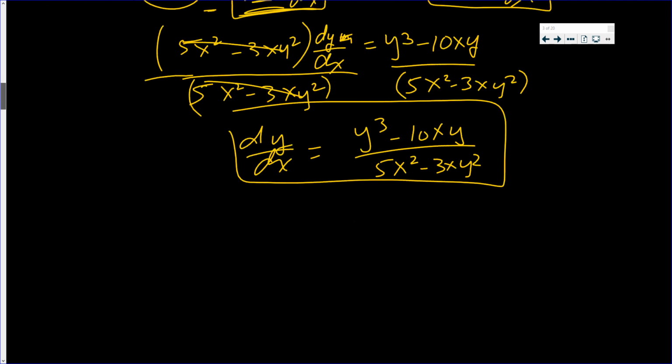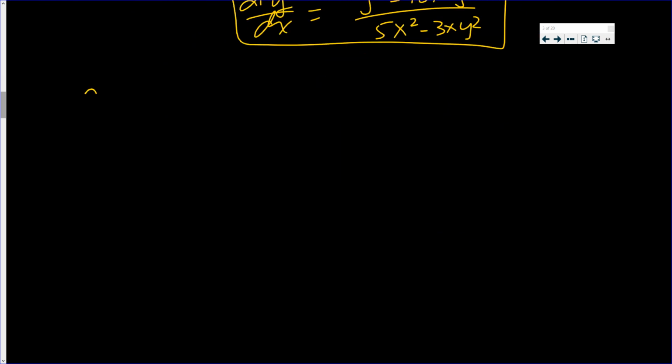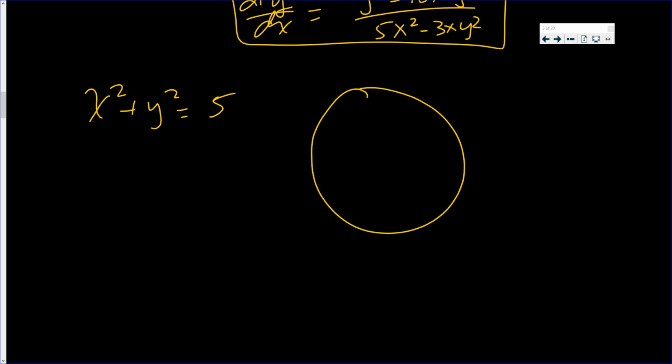Suppose you wanted to find the derivative of x squared plus y squared equals 5. Well, the first thing is, you don't really need calculus to do this. You can just use elementary algebra, or geometry. This here is a circle. Okay? It's a circle centered at the origin.